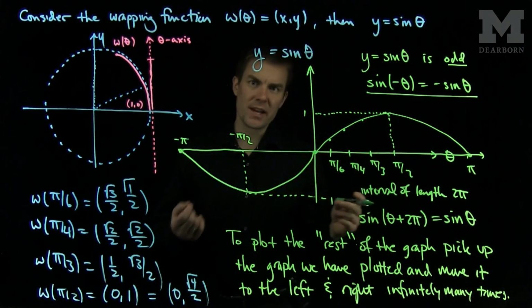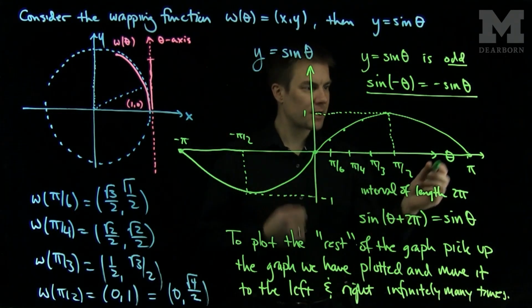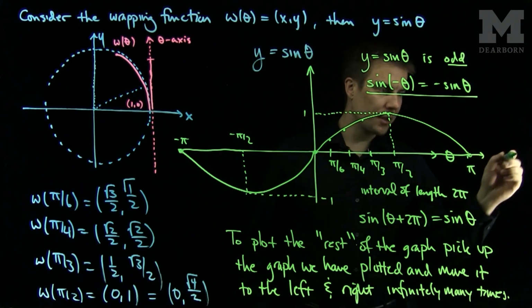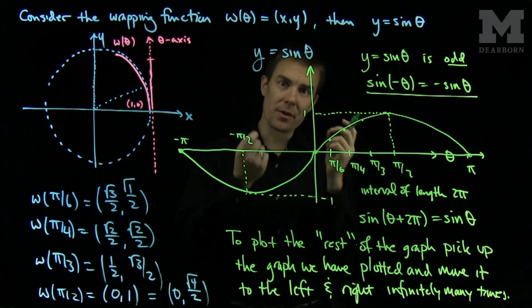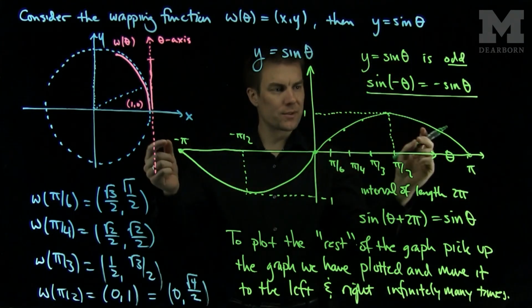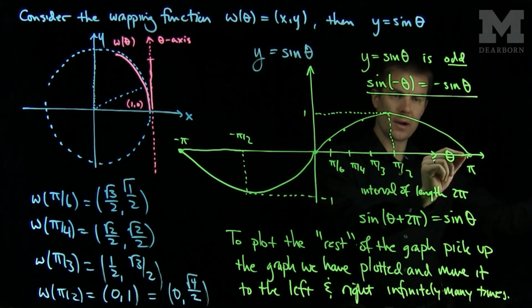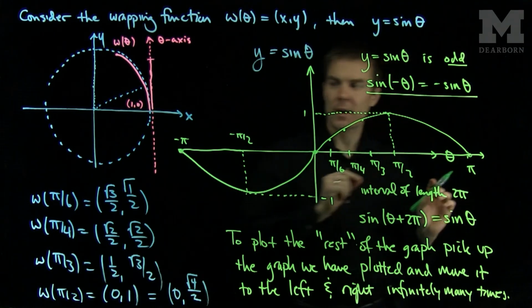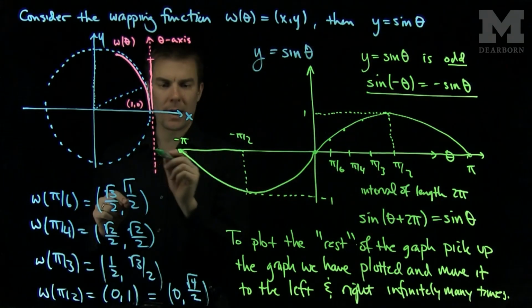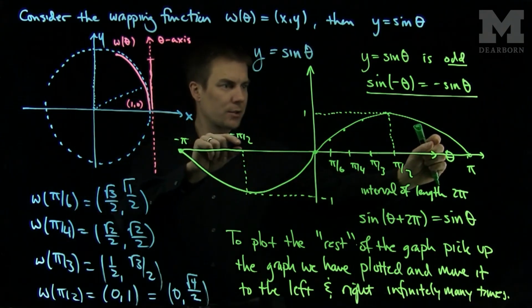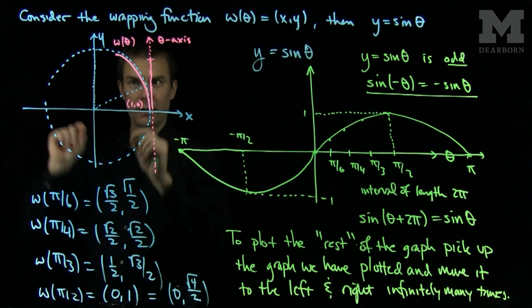That's a fancy way of saying that if you want to graph this graph, say for example from pi to 3 pi, that's another interval of length 2 pi, we would simply take this graph over here and slide it over and paste it right next to this graph. If I wanted to graph from negative 3 pi to negative pi, I would take this graph over here and shift it over and plot it right over there.